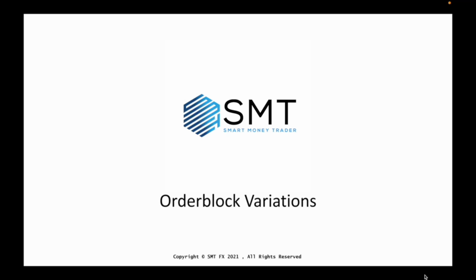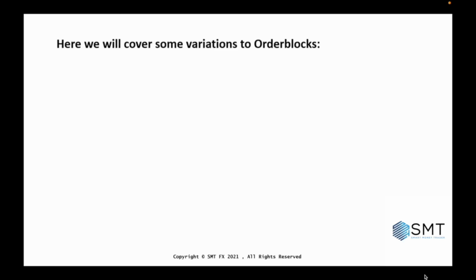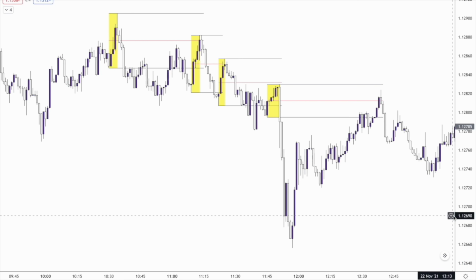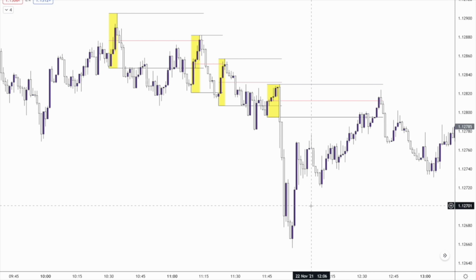Hi everyone, so in this lesson we're going to cover order block variations. What we're going to cover in this lesson are the variations, and they include order flow, full body candle, inside bar and range. So in this example what we're going to be looking at is the order flow order blocks.